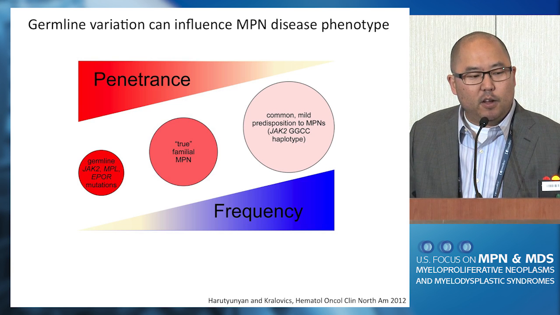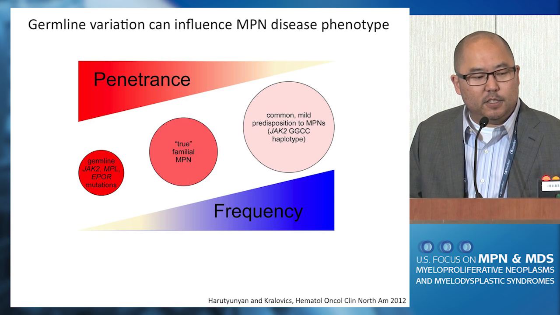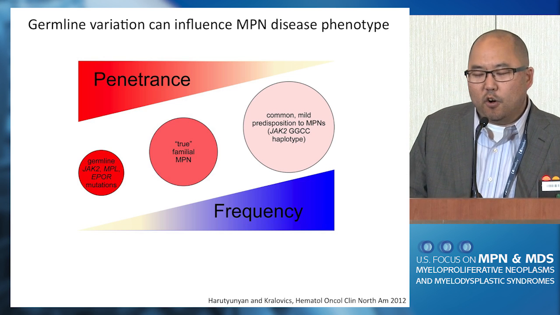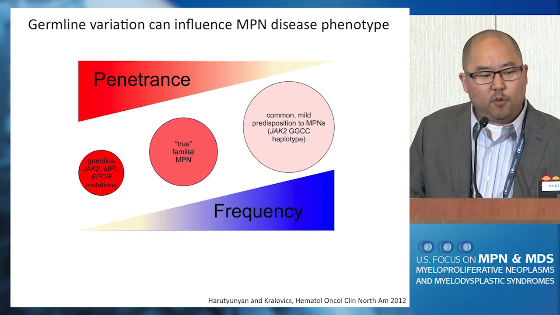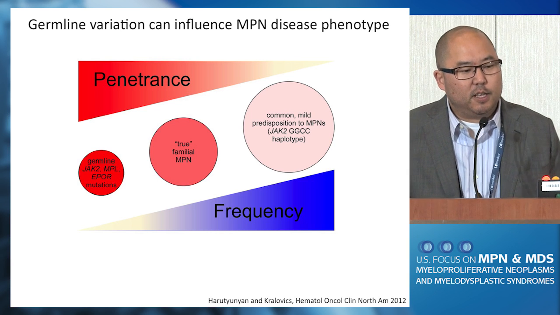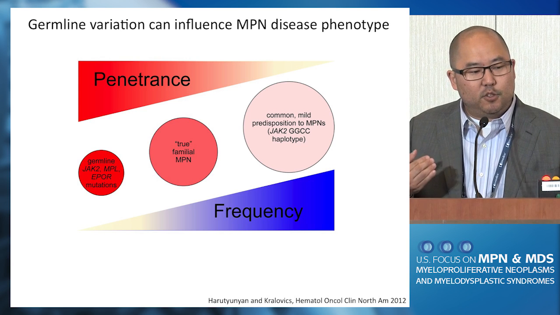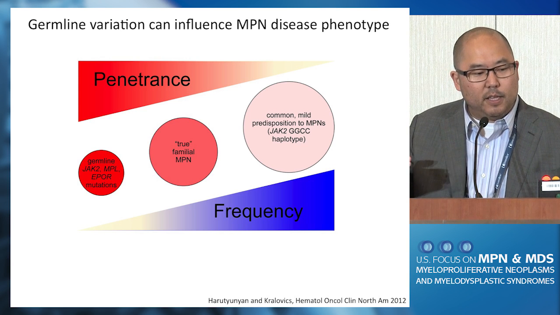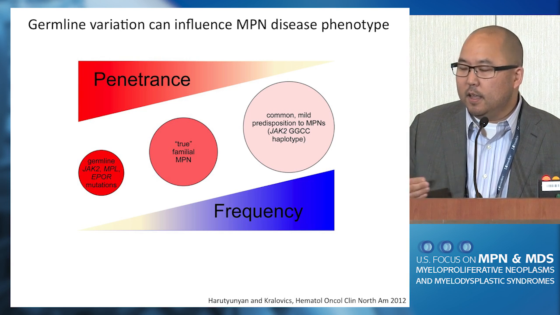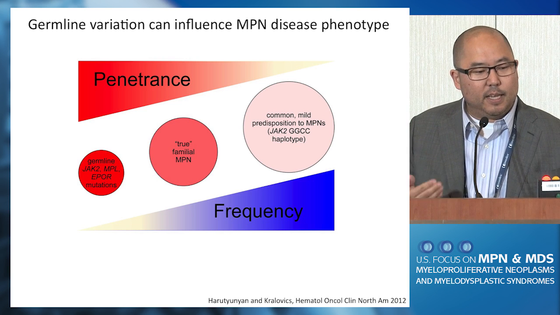And then very rarely there are specific germline mutations in JAK2, MPL, or the EPO receptor which cause hereditary forms of thrombocytosis or erythrocytosis. Those are not necessarily really clonal MPNs, but because they're germline, they result in a polyclonal increase in hemoglobin, platelet count, et cetera.